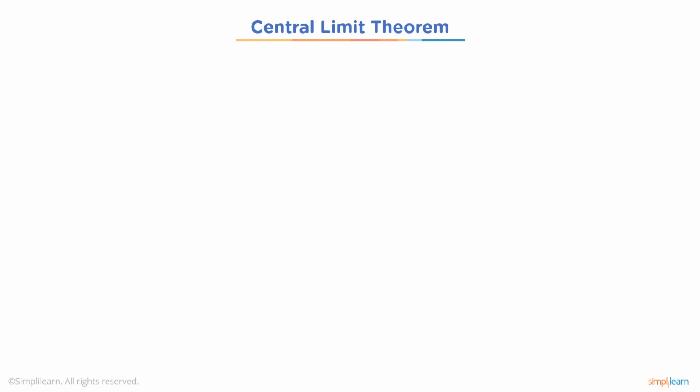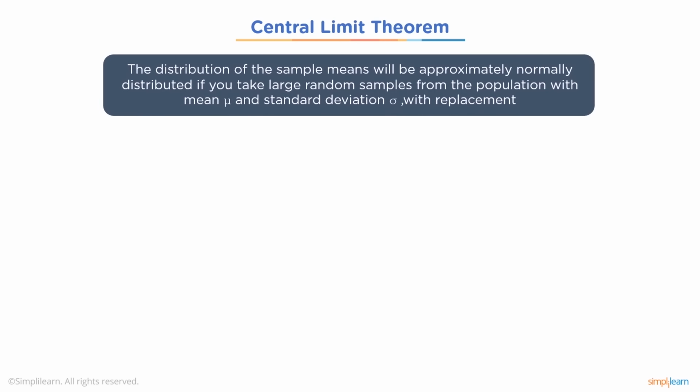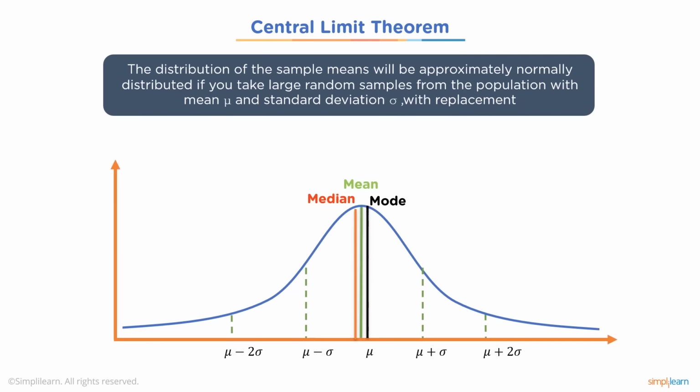Central limit theorem. This goes back to the skew. If you remember, we were looking at the skew values on the previous slide: left skewed, normalized, and right skewed. When we're talking about it being skewed or not skewed, the distribution of the sample means will be approximately normally distributed, evenly distributed, not skewed, if you take large random samples from the population with the mean, mu, and the standard deviation, sigma, with replacement.